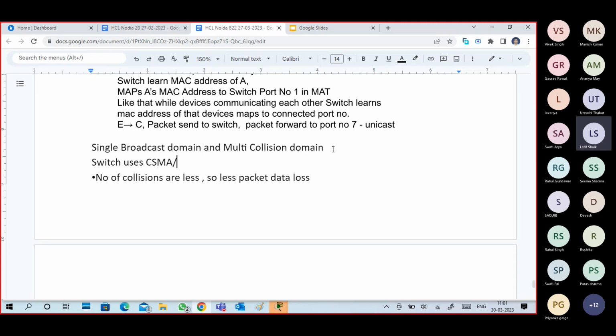It uses CSMA/CD, Carrier Sense Multiple Access with Collision Detection. So it detects the collision. If a collision occurs, we try to resend the packet.